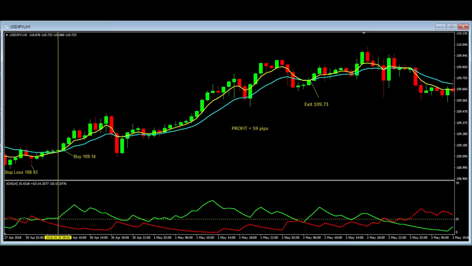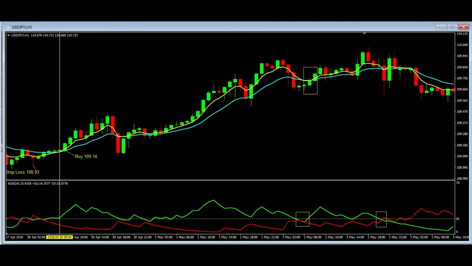So we buy at the open of the new candle at 109.14 and place the stop loss 5 pips below the last low at 108.93. Once you are in the trade, wait until you get either the moving average crossovers to exit, or the red ADX line crosses above the lime ADX line. I have marked a few exit points on the chart. Here are the exit points marked in yellow boxes.